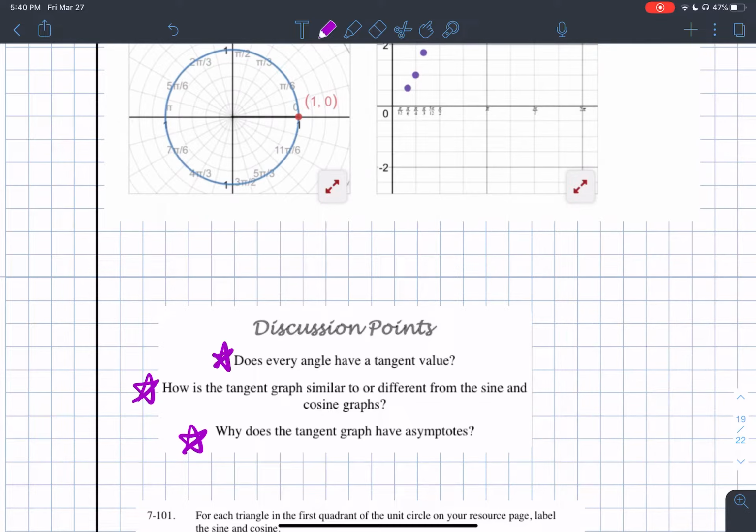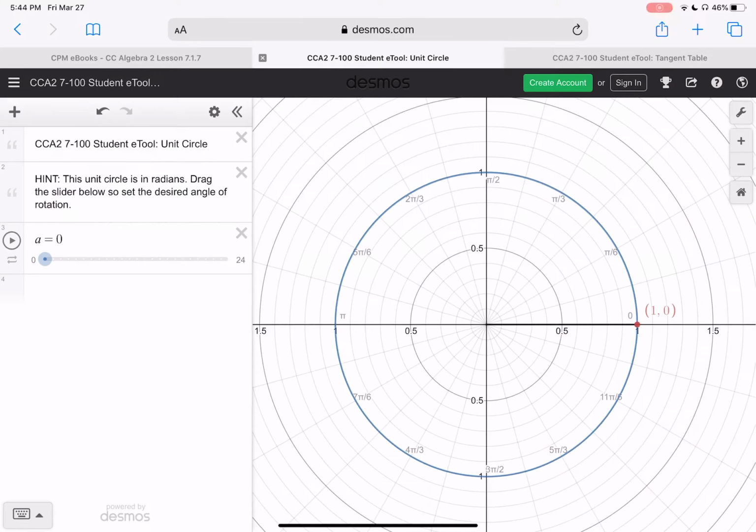So, I'm going to give you a tutorial on how to use the e-tools so you can answer these questions on your own. This e-tool is showing you different points on the unit circle. If you click the little play button, it will show you different points on the unit circle that you can use to find data for your tangent graph, as well as using the other e-tool. You can also manually move around your point, or if you tap your A, you can type in your own points for A. So that's how you use this e-tool.